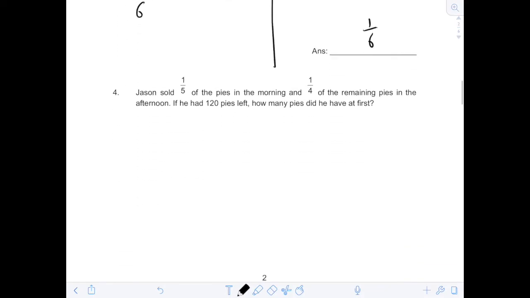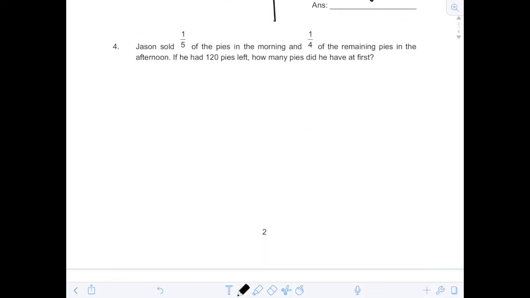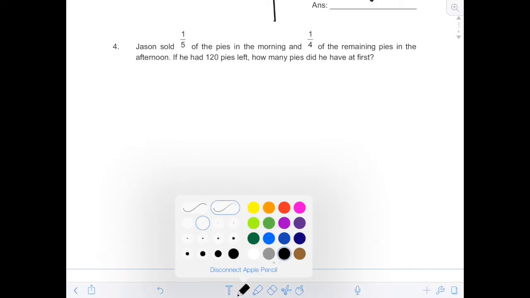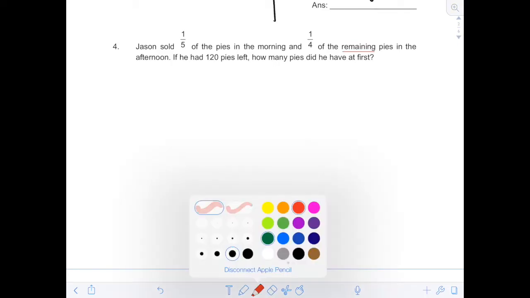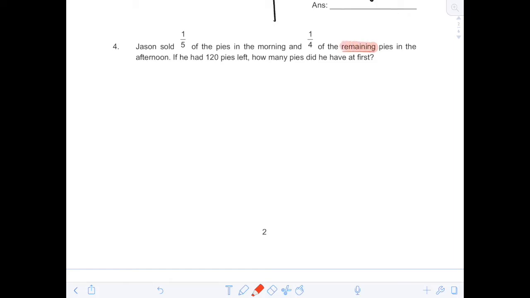Okay, moving on to question 4. Jason sold 1/5 of the pies in the morning and 1/4 of the remaining pies in the afternoon. Now please remember what I told you all. Whenever you see the word remaining, please underline it. It's very, very important. I'm not only going to underline it, I'm going to highlight it as well. Remaining, super important because it changes how the entire question is being done.